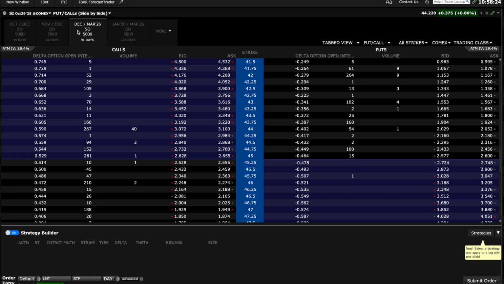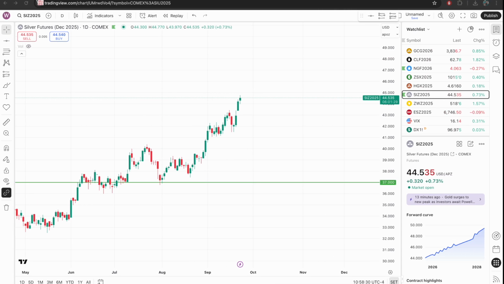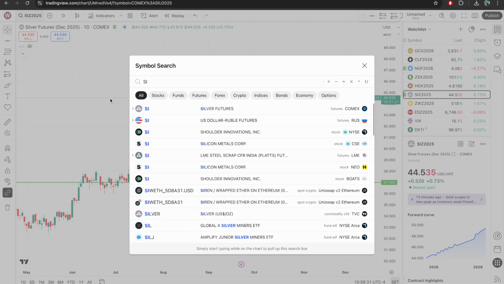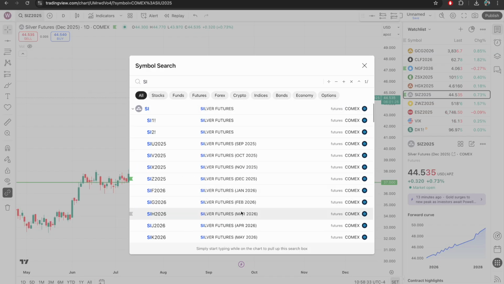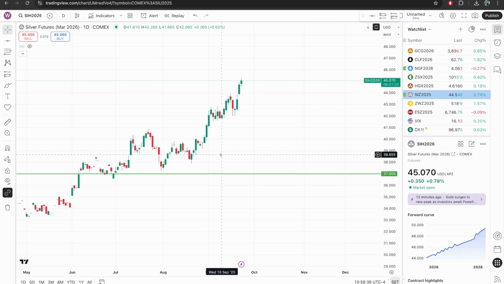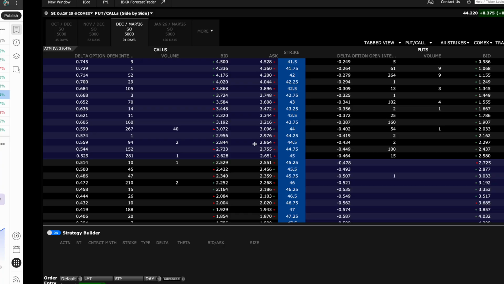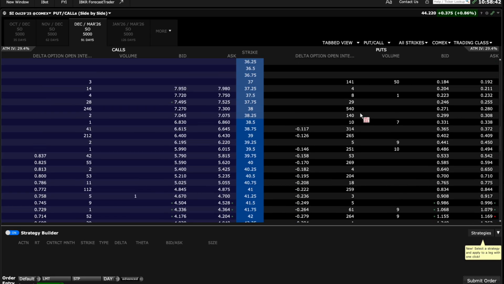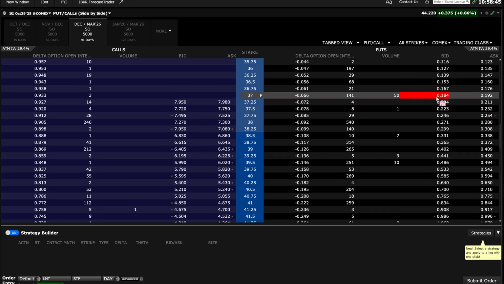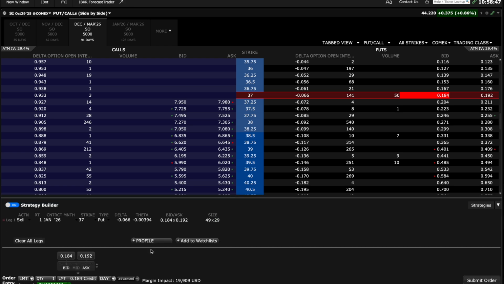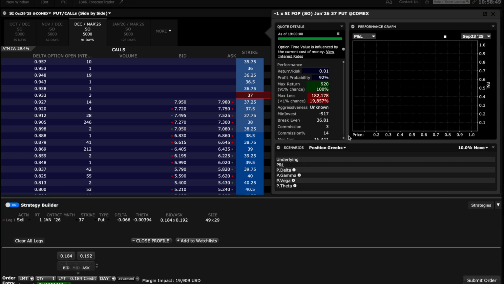I'll probably go to usually about 90 days to expiration. So this is the March expiration, and I think we are on the December one currently. So let's go to the March one. The 37 strike also looks pretty good. So let's look and see what we can get in terms of credit and margin requirements and so on.